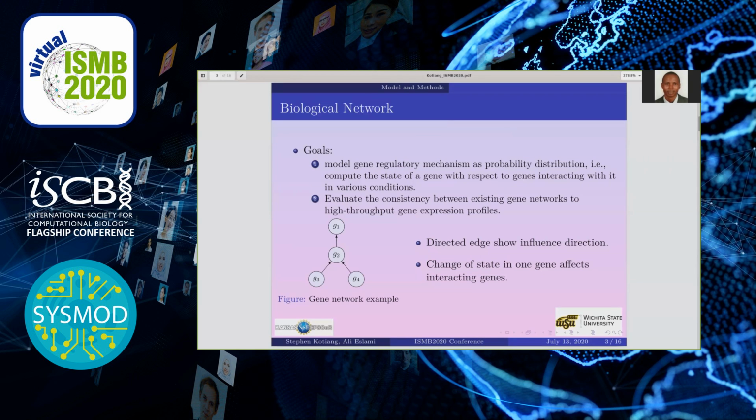The objectives of this research include to find the state of a gene with respect to the state of other genes interacting with it in the network and formulate this relation mathematically. The state could be the expression level of a gene. In addition, to quantify how well the existing experimentally verified gene regulatory networks are explained by the biological data.